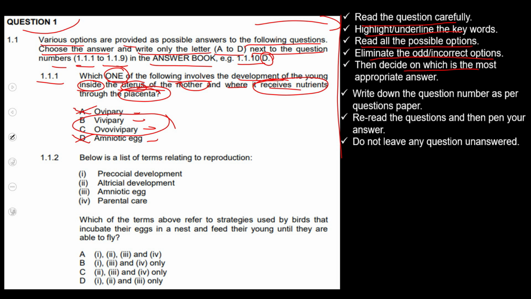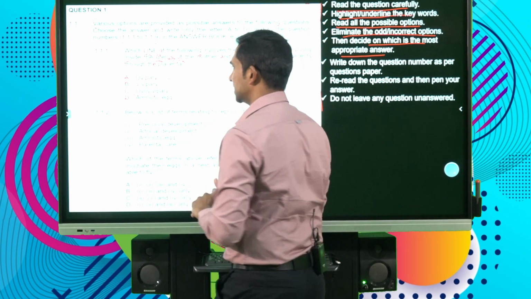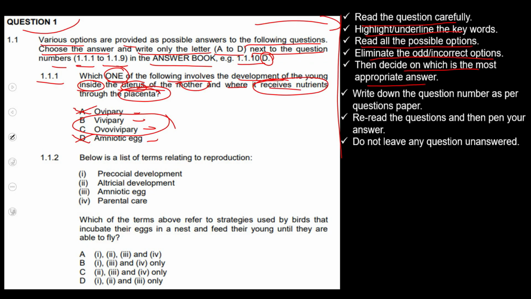Then decide on which is the most appropriate answer. I know that my concepts, I've understood them well, and now I'm going to select the correct answer. And guys, we know that in vertebrate reproduction, it is the viviparous organisms that develop in the uterus of the mother, where they receive nutrients through the umbilical cord attached to the placenta.